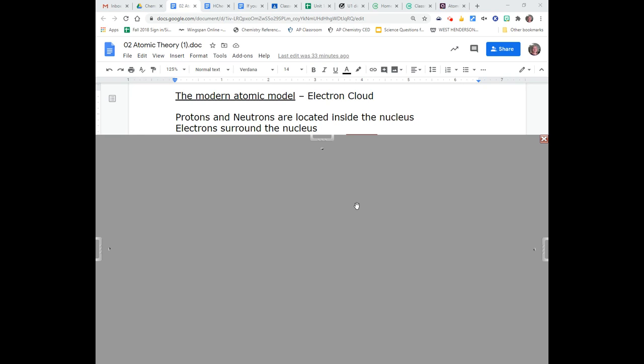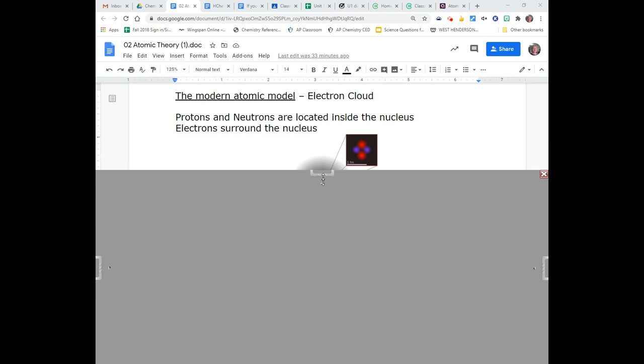But we had to modify Bohr's model quite a bit because his electrons were a little more weird than we initially suspected. So right now, our current atomic model is the electron cloud model, or the quantum model, as we'll also refer to it. We'll talk more about the quantum model as we go more into electrons in our next unit.